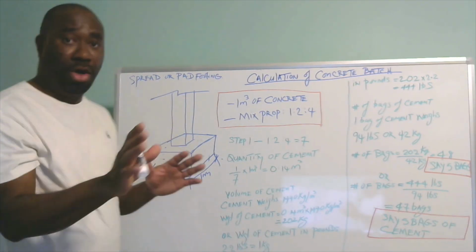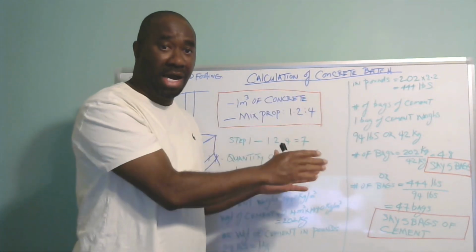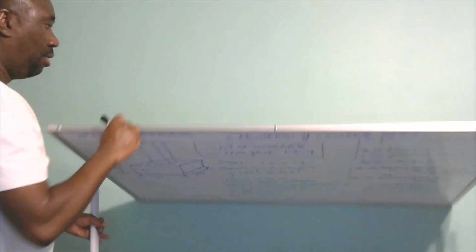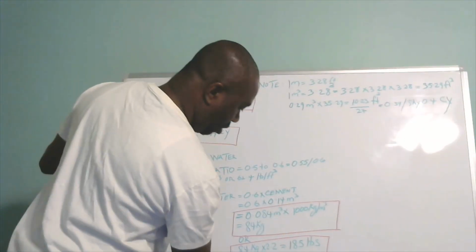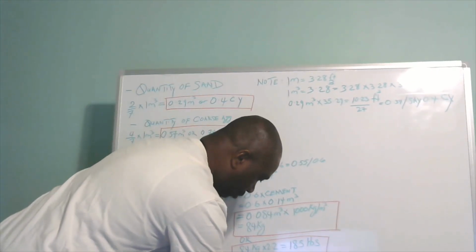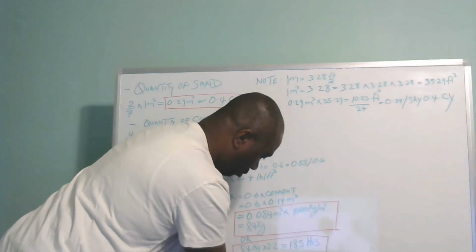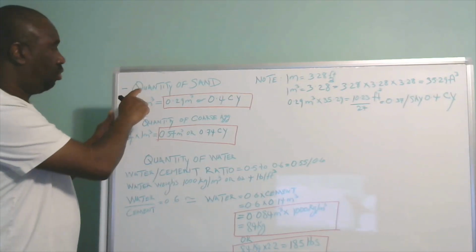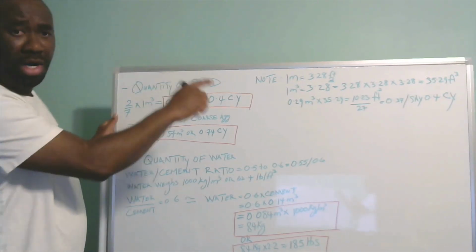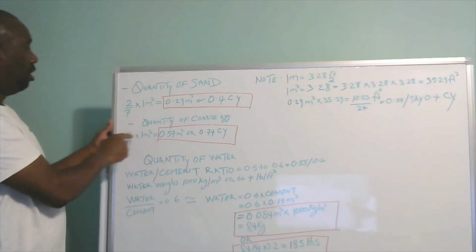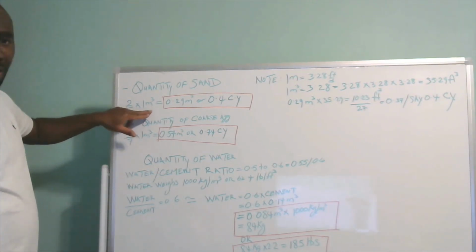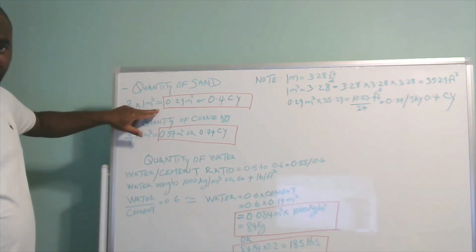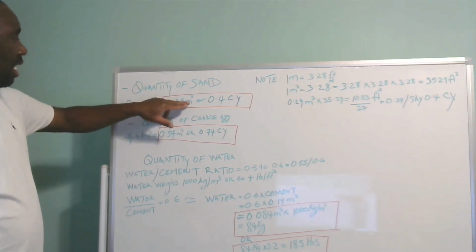So we are going to move now over to our fine aggregate and our coarse aggregate. Right, so we're going to work out our fine aggregate, which is the sand. So remember now it's a 1, 2, 4 mix, and the 2 is for the sand. So we have 2/7 of 1 meter cube, which equals 0.29 meter cube.